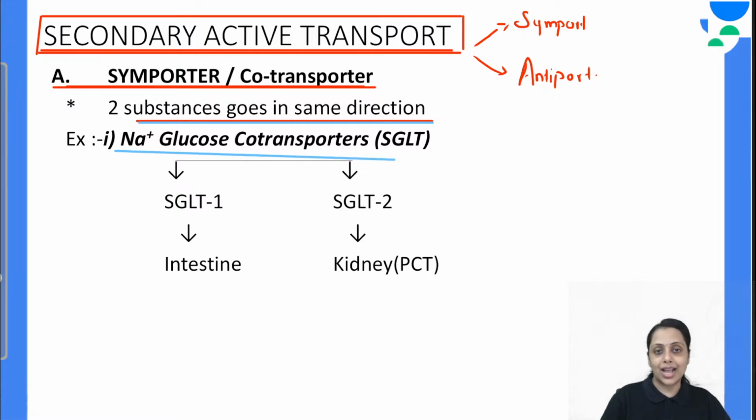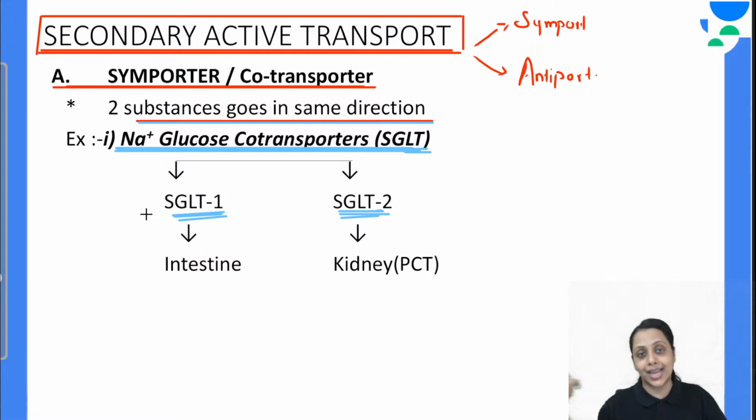And in this we have a classical example. We already discussed the sodium glucose co-transporters SGLT1 and SGLT2. They are the classical example of a co-transporter. Both the sodium and glucose move inside the cell. So in the intestine we have SGLT1, in the kidney we have SGLT2. So they are classical examples of a sodium glucose co-transporter, or classical examples of a symporter.